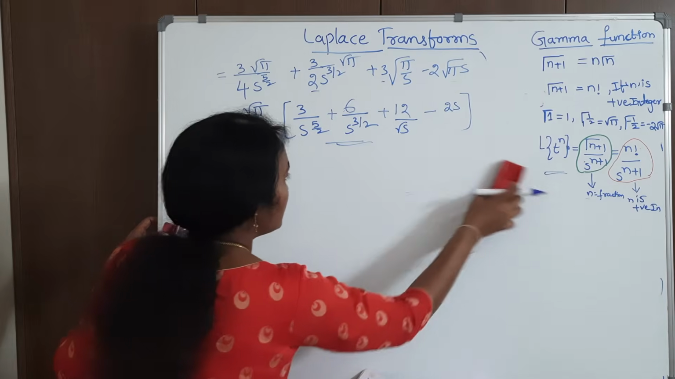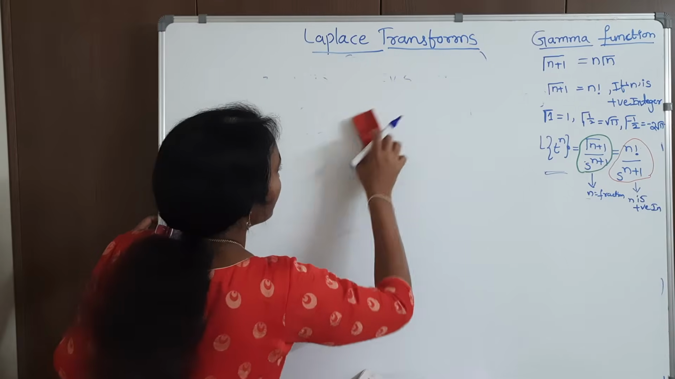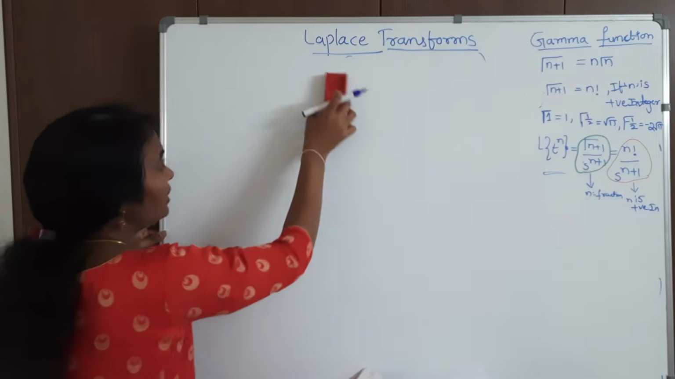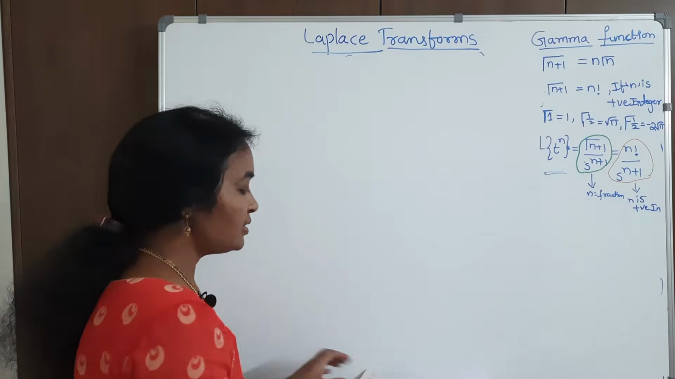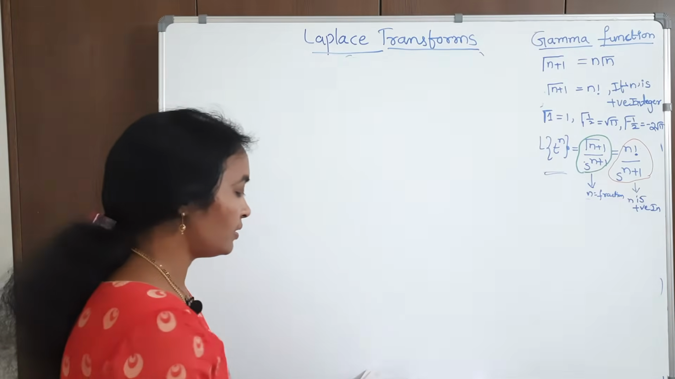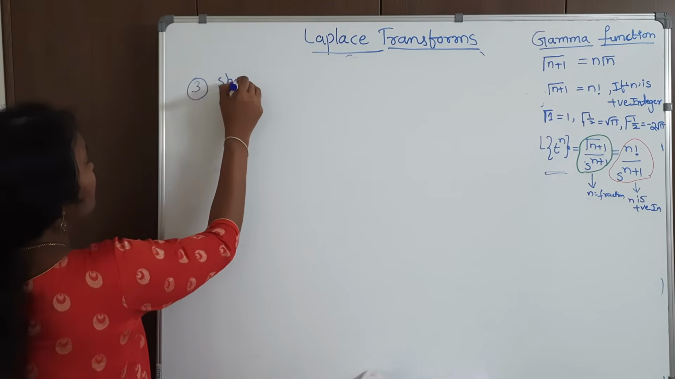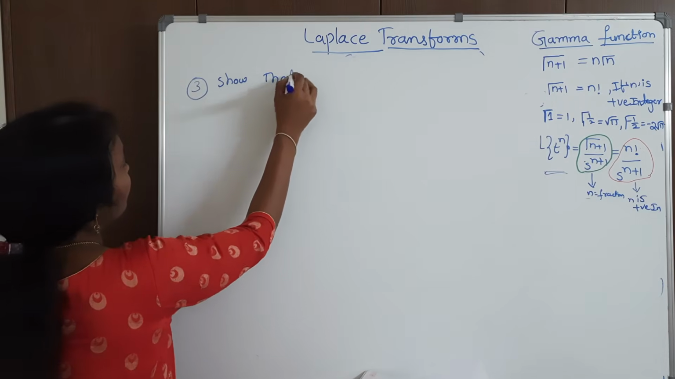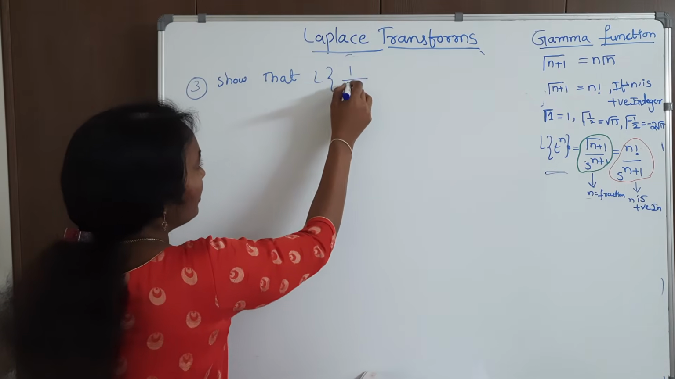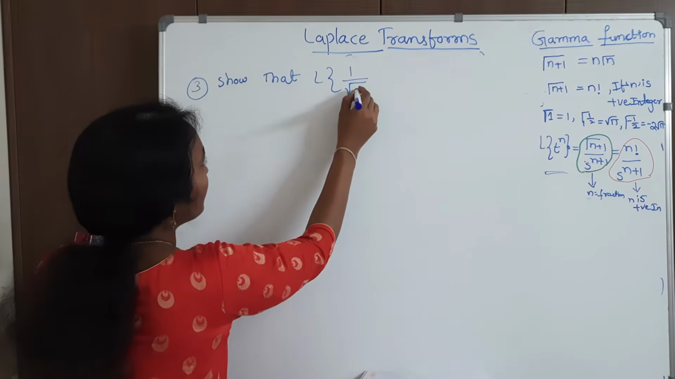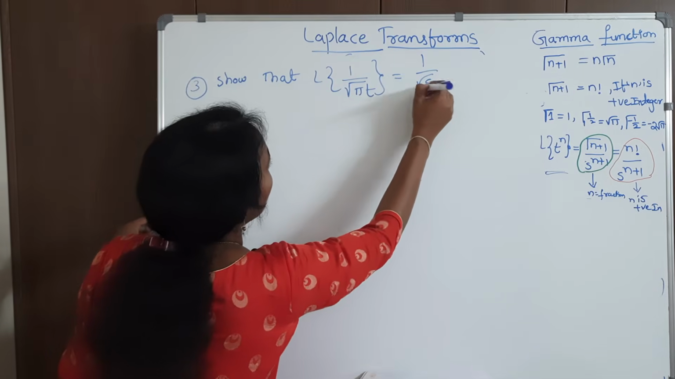Next one is, see, first one, that is if n is a positive integer, and second one is n is a fraction. In that case we are going to use gamma function. And the last one is just you have to show what is what. Okay, see, show that this is the last one. Show that L of 1 by root pi t is equal to 1 by root s.